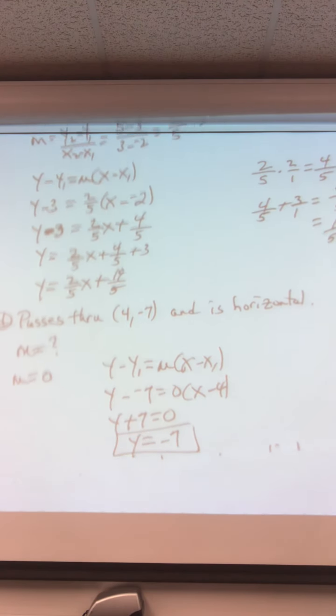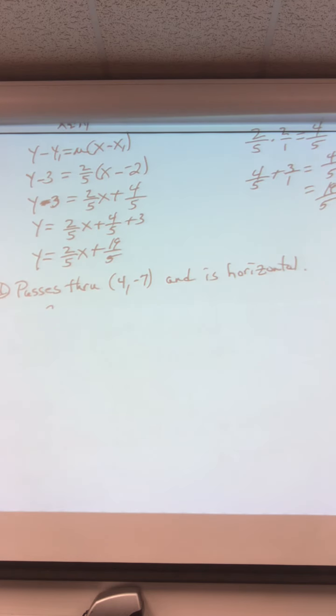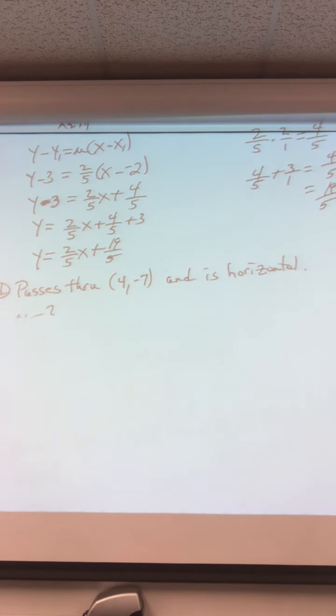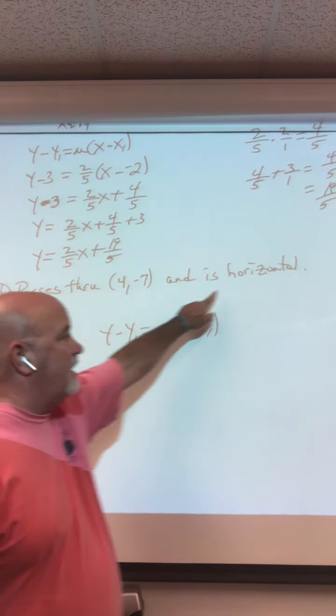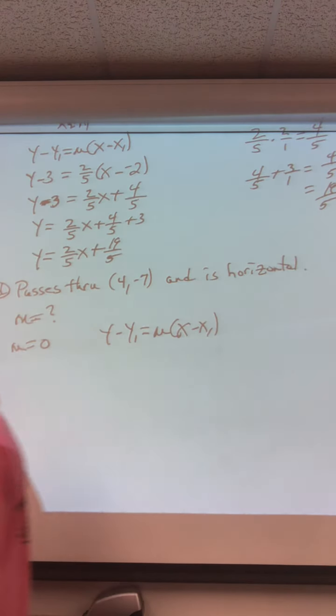Okay, this next one, 2 more examples. Here's the problem. We're using the point-slope formula. Do we have a point? Yes, we do. Do we have the slope? We do not. However, since the line is horizontal, we know that the slope is 0. So I know the slope is 0 not because it told me that, but because it told me the line's horizontal. All horizontal lines have 0 slopes.